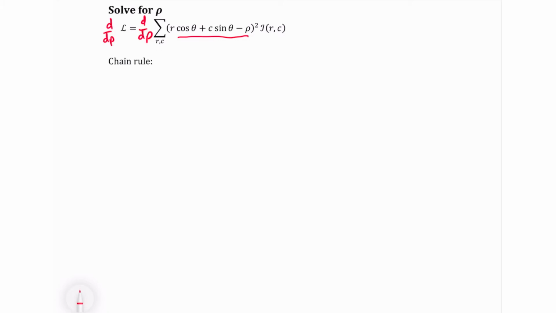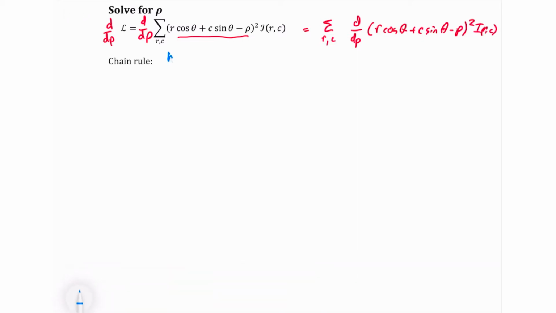Let's do one level of simplification first, where we can pull out the summation. So this is equivalent to the summation over RC, and I'm going to put in this derivative here. And I've got (R cosine theta plus C sine theta minus rho) quantity squared times my indicator RC.